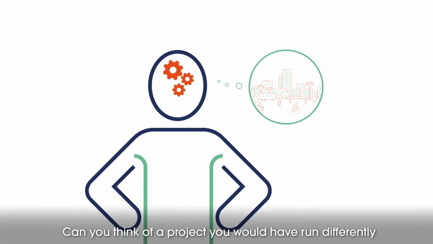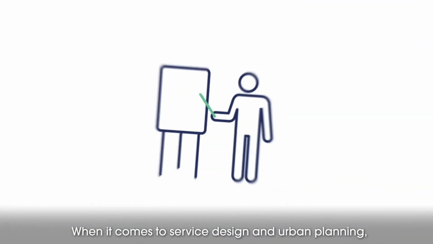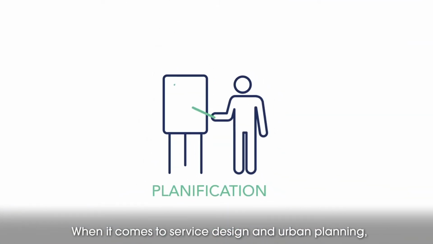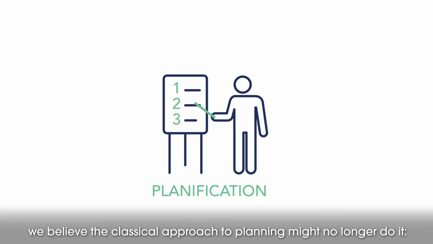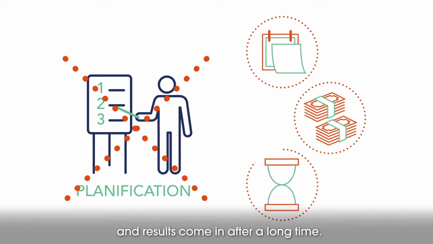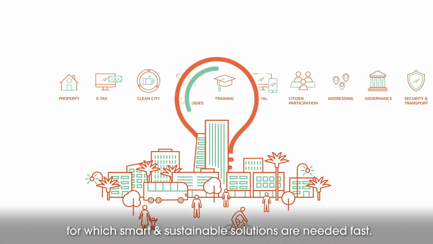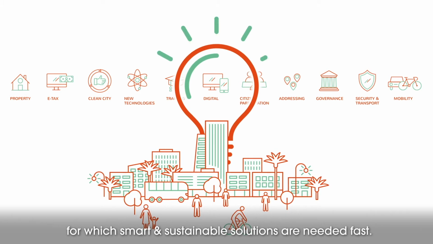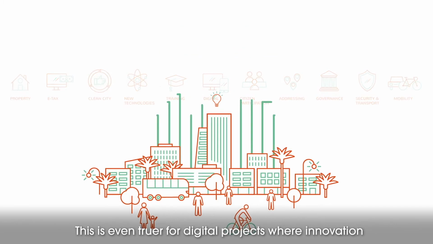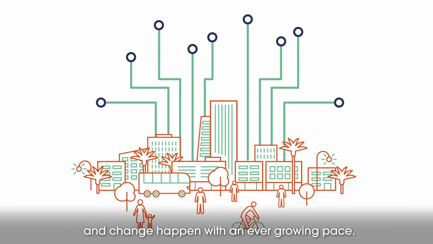Can you think of a project you would have run differently if you had known something sooner? When it comes to service design and urban planning, we believe the classical approach to planning might no longer do it. It takes too much time, uses a lot of resources, and results come in after a long time. African cities face a lot of pressing challenges for which smart and sustainable solutions are needed fast. This is even truer for digital projects, where innovation and change happen with an ever-growing pace.